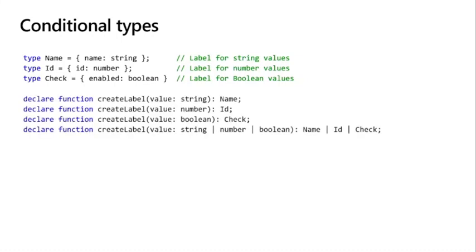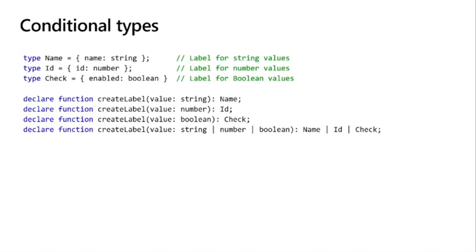Now let's say I want to write a function that takes some value and creates the label that corresponds to that value. Well, now I would have to write a whole bunch of overloads. I'm sure some of you have written overloads like this where, hey, if you give me a string, then you get back a Name, and if you give me a number, you get back an ID, and if you give me a Boolean, you get a Check. But then, of course, you might give me something that is string or number or Boolean, in which case you get one of the others. In fact, it's not even complete here, because you might give me just string or number, in which case you should only get Name or ID back and not Check, because it couldn't be that, right? And so you see how this can very quickly get unwieldy to try to write a whole bunch of overloads.